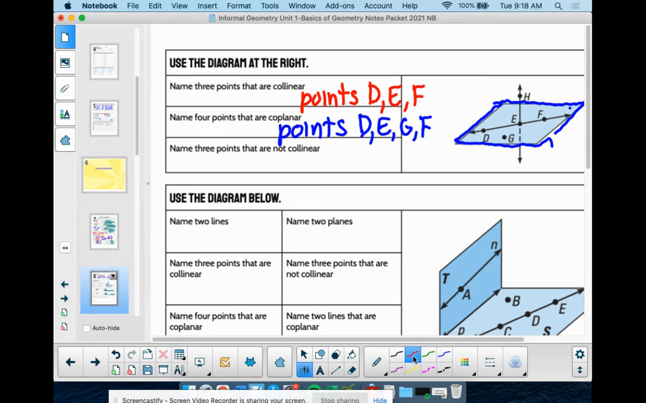Okay, what about 3 points that are not collinear, so not on the same line? What would you guys say? And don't overthink this one. Just make sure they're not all on the same line. 2 of them could be on the same line, but just not all 3. H, G, and F. Are all 3 of those on the same line? Nope, and that's what we wanted. So points H, G, F. Good work.